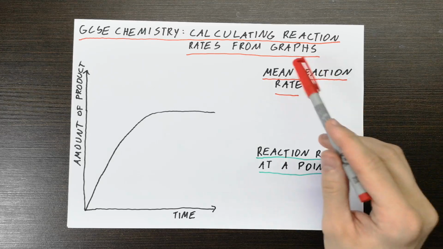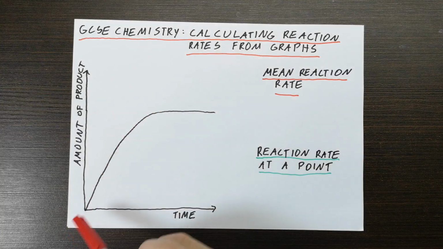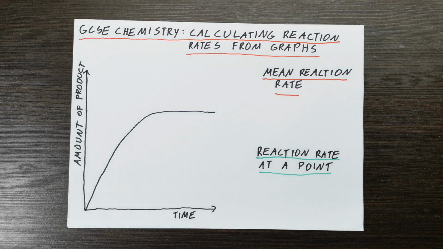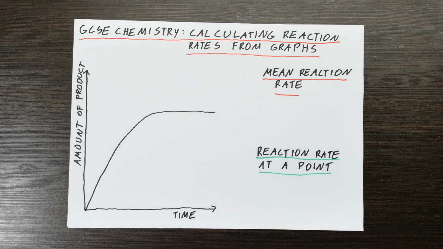First of all, let's have a look at the mean reaction rate. How do we calculate the mean reaction rate? We have this reaction happening, it has finished, and now we want to see what was the mean reaction rate. In order to do that, the rate of a reaction is signified by the gradient of the line. The steeper the line is, the more product you made in less time. The more shallow the line is, the less product is made in more time. So the gradient of the line signifies the rate of the reaction.